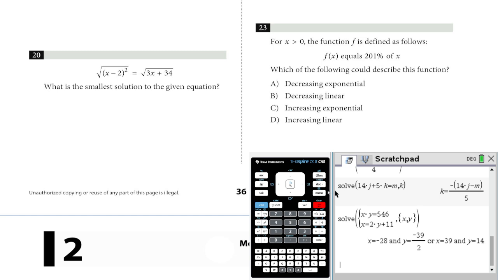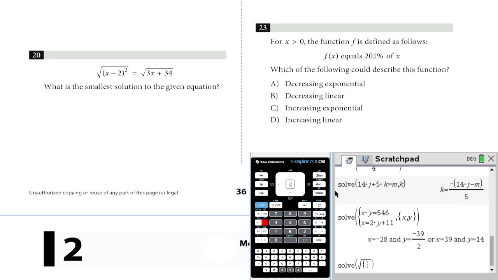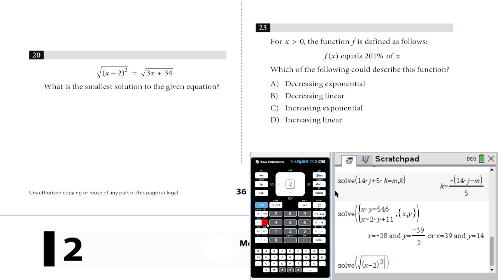So this is only one equation. So we're going to go to menu 3, 1. So we're going to solve. So we're going to do the square root. So square root of parentheses x, and I'm just typing it exactly how they have it written. Squared. We have to move outside the square root, equals, then another square root, 3x plus 34. We have to tell the calculator what to solve for. So I'm going to do comma x. I'm going to hit enter.